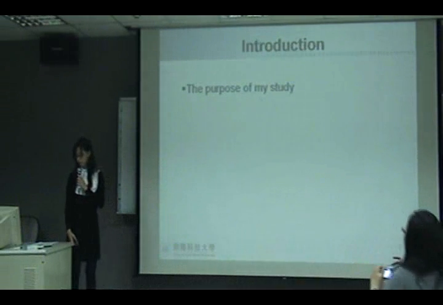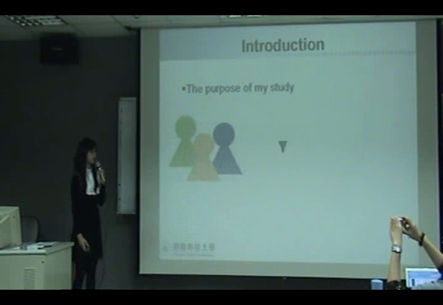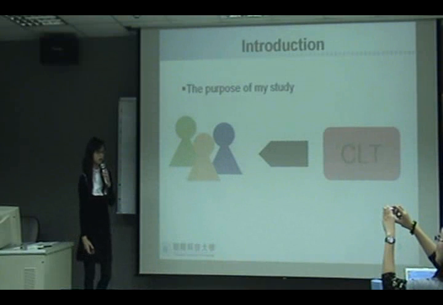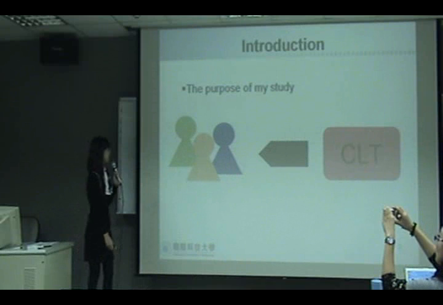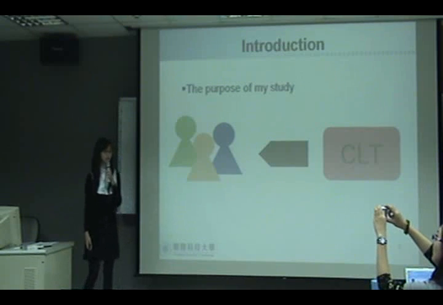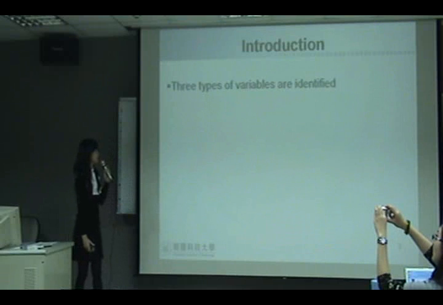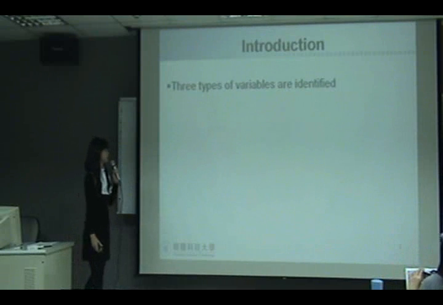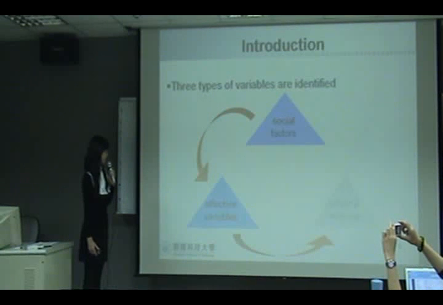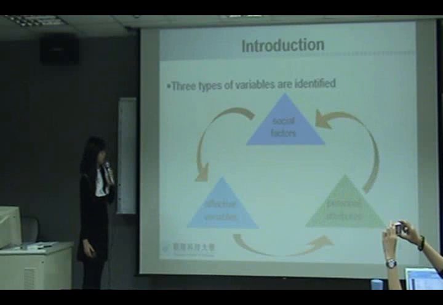First, the purpose of my study is I want to know students' perception of the communicative language teaching. I'll focus on the factors that may influence students' ability of speaking English and their attitude. And next, there are three types of variables identified. The first is social factors, the second is affective variables, and the final is personal attributes.